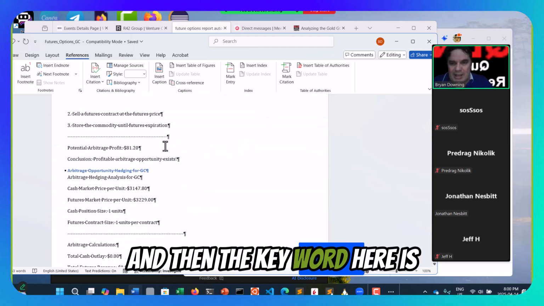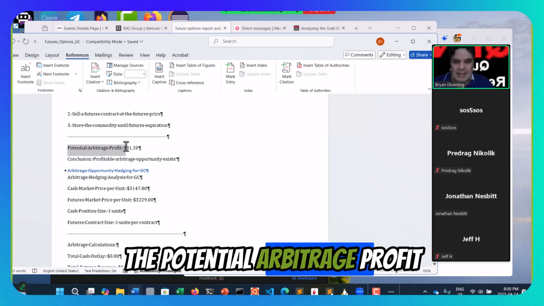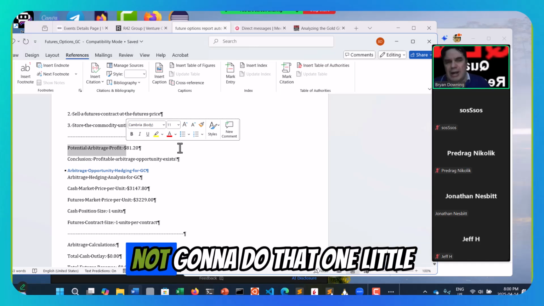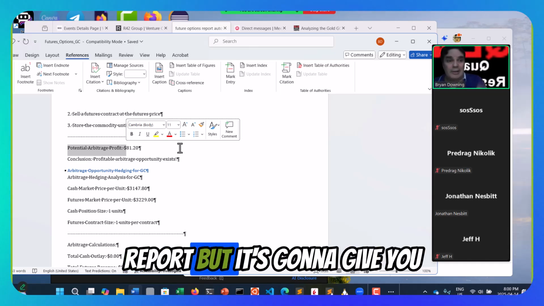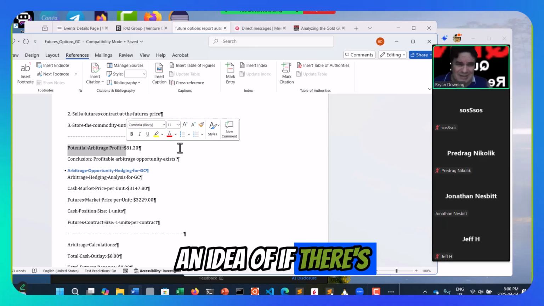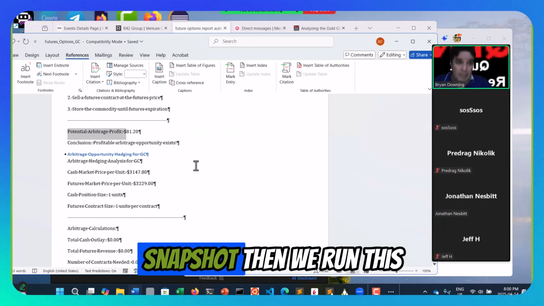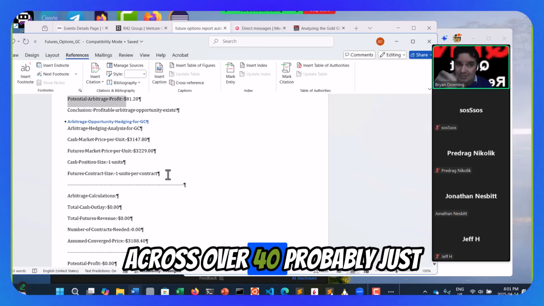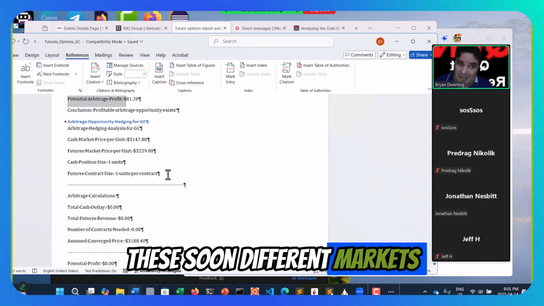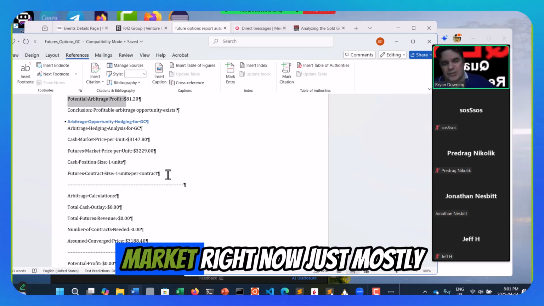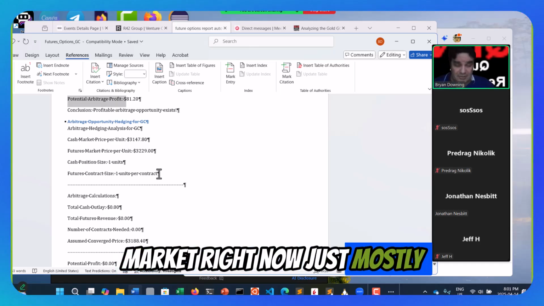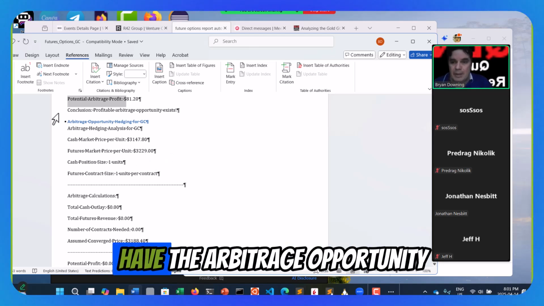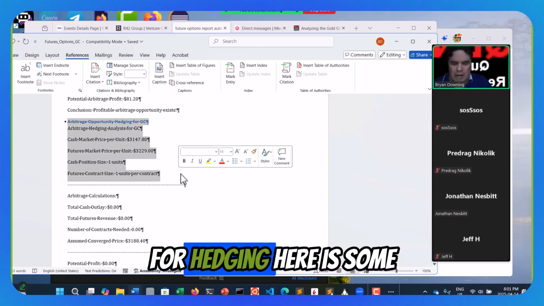Okay, and the key word here is the potential arbitrage profit. So you keep running this to find your optimal. Obviously, I'm not going to do that in one little report, but just to give you an idea of if there's opportunity in the current snapshot, then we run this thing. And again, we can run this across over 40, probably 50 soon, different markets in the futures and options market. Right now, it's focused mostly on US markets. Again, so we have the arbitrage opportunity for hedging.